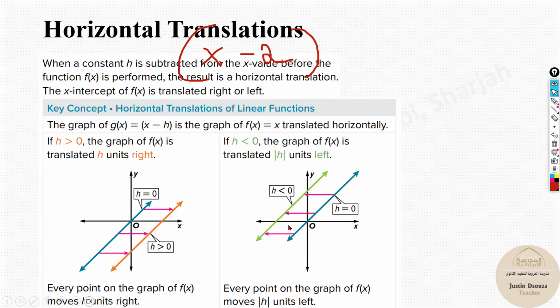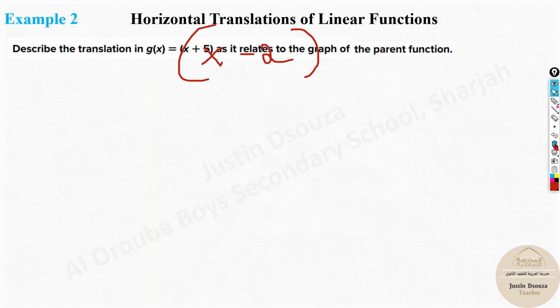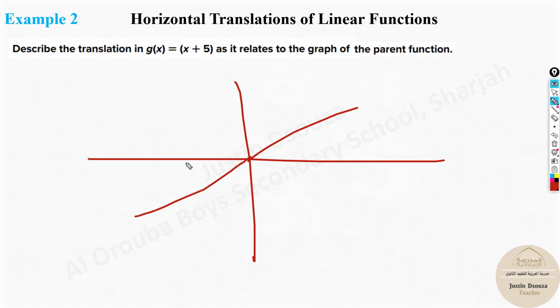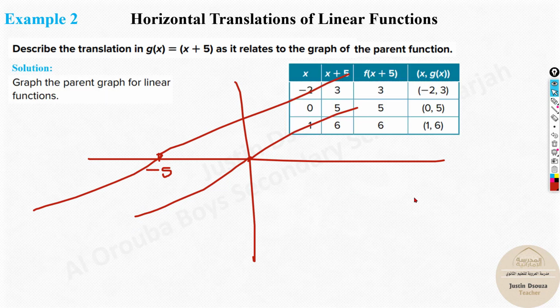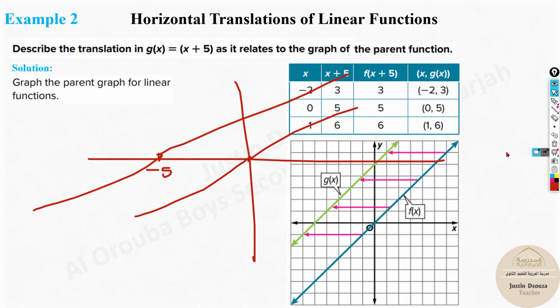So we will look into the problems now. Always remember, here it's +5, right? So this is the parent function. All you need to know is where is -5. Here the graph will be translated. See, the final answer of the graph is left side by 5.